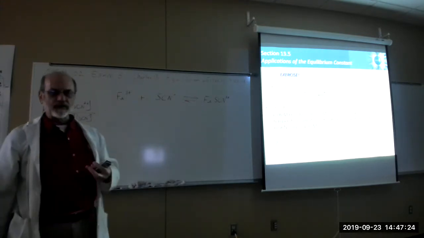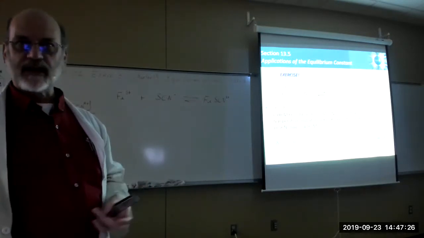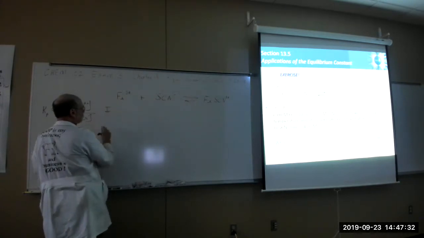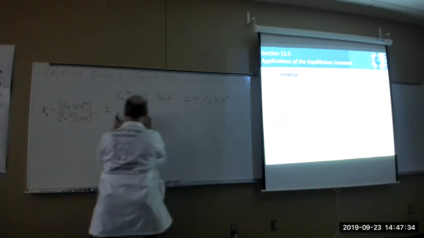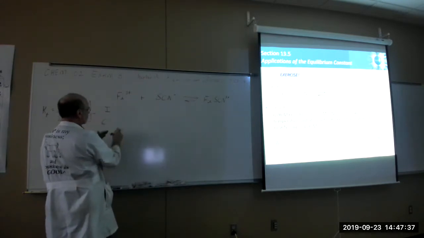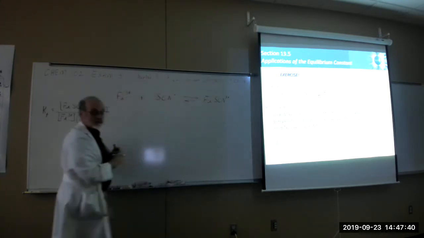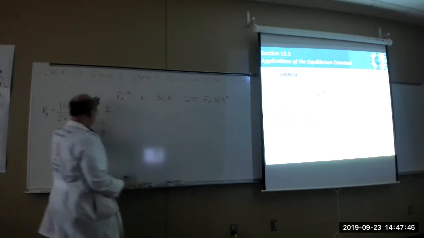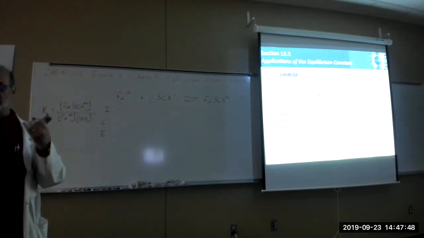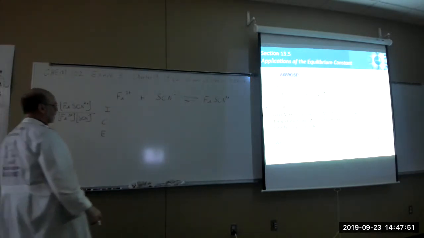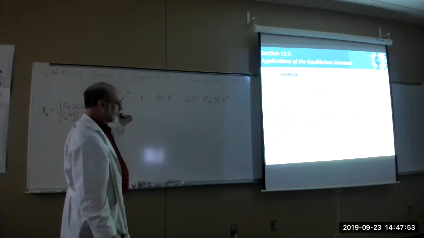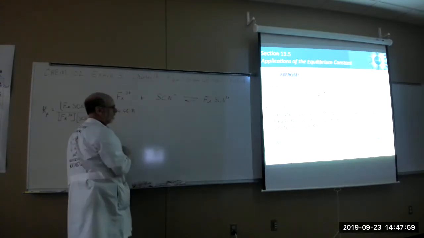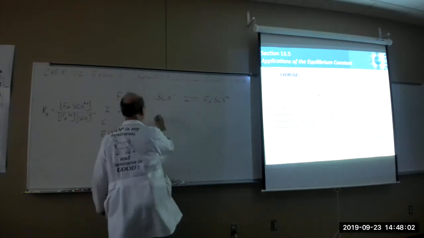So we're going to introduce a technique called the ICE table. ICE stands for: what are the initial conditions, the concentrations here, here, here; what change takes place for this one, for that one, for that one; and then what is the equilibrium situation for each of the others. That's what ICE means: initial, change, equilibrium. So the initial concentration for Fe3+ is 6 molar, and for thiocyanate is 10 molar.